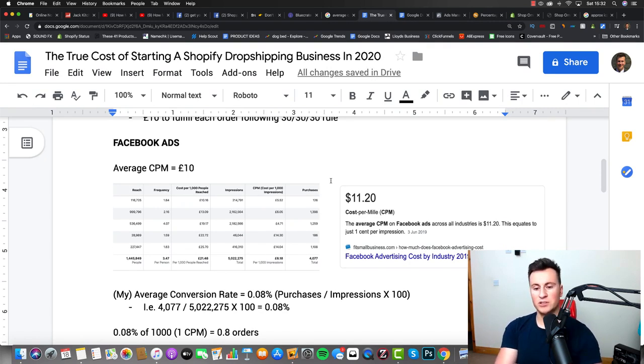Plus, if you do a bit of research across Google, which I did, you can see this website thinks it's about $11. There's other websites that think it's about $15. So to kind of meet in the middle, I've gone for £10.